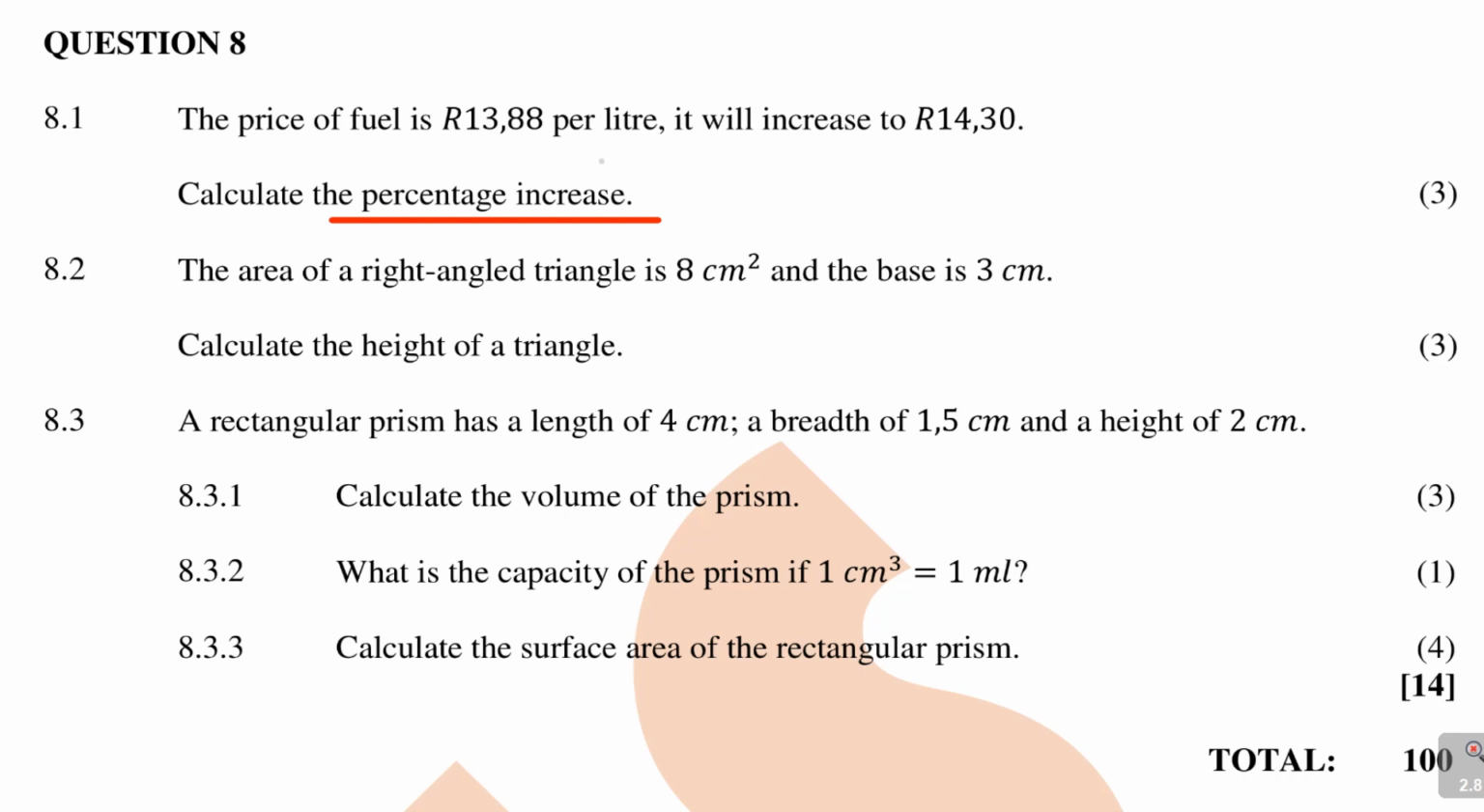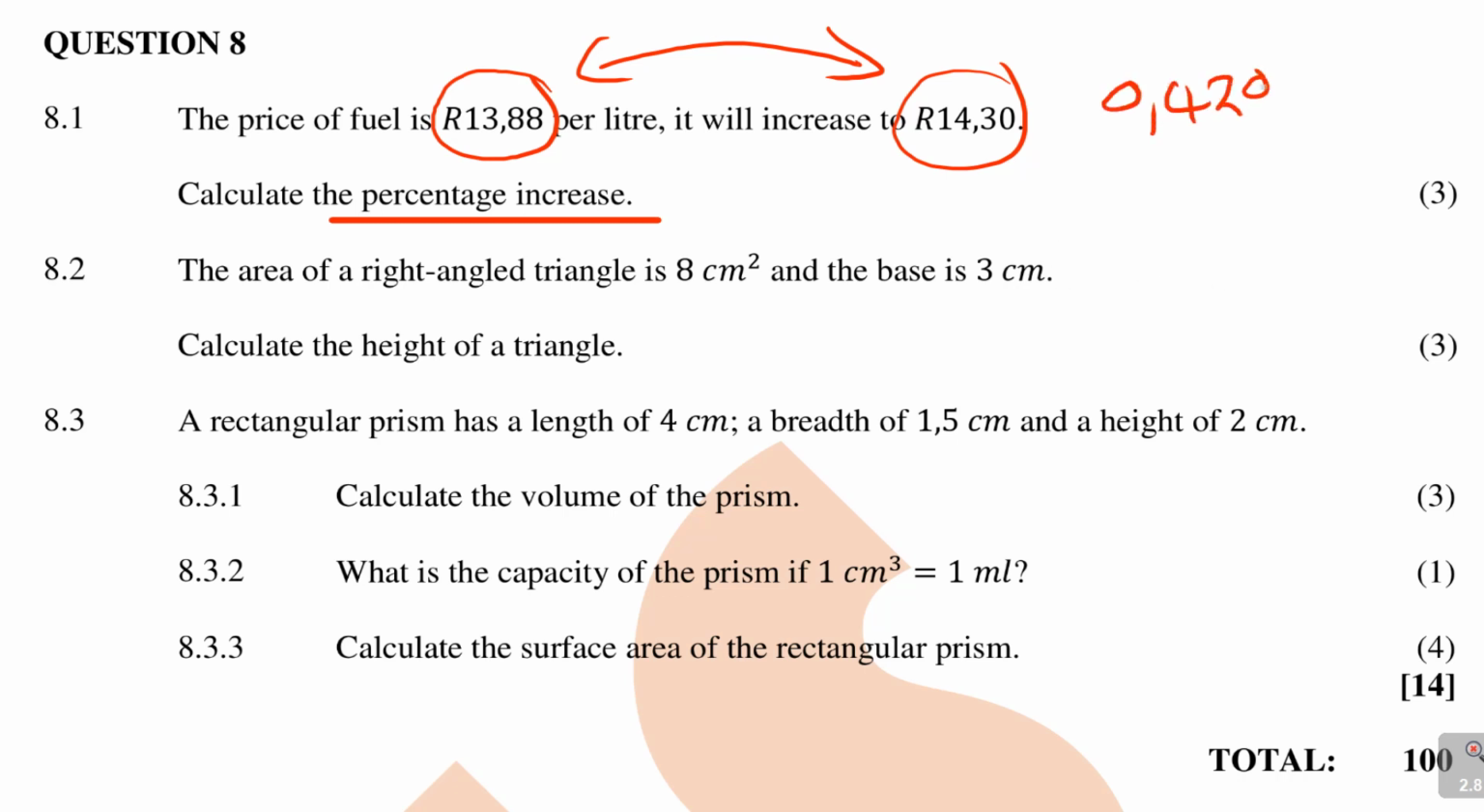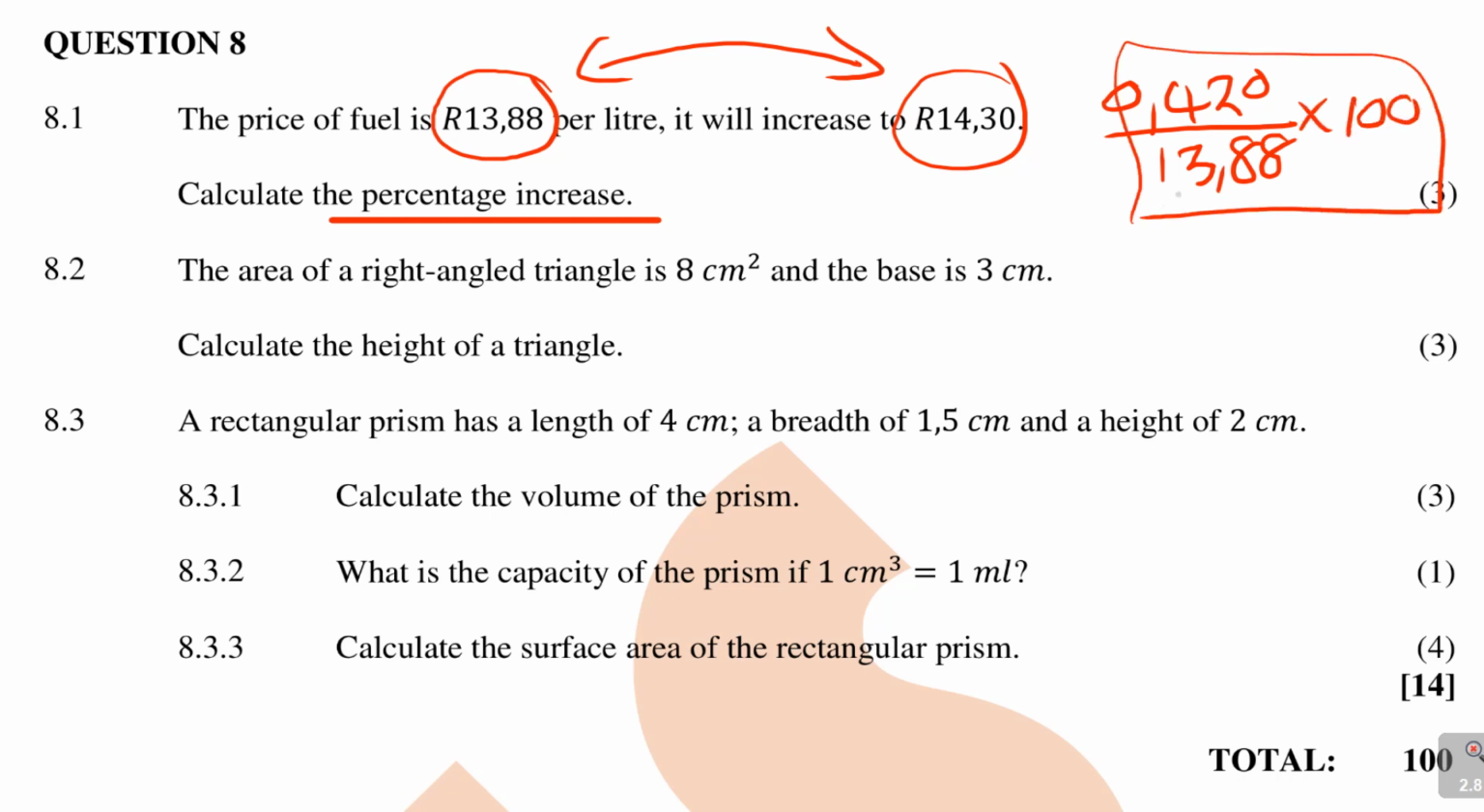Percentage increase. So what do you do when they say percentage increase? What was the original price? 13.88. And then the new price? 14.30. Can you find me the increase, the difference? The difference is 14.30 minus 13.88. It's 0.420. So it's 0.420, and then you divide by the original price, which is 13.88. Now percentage, you multiply by what? 100. And you get your answer, man. That is that part. Okay.